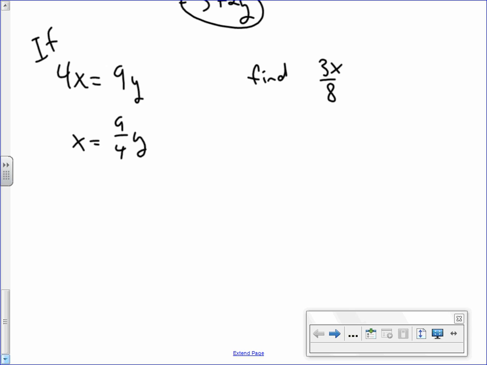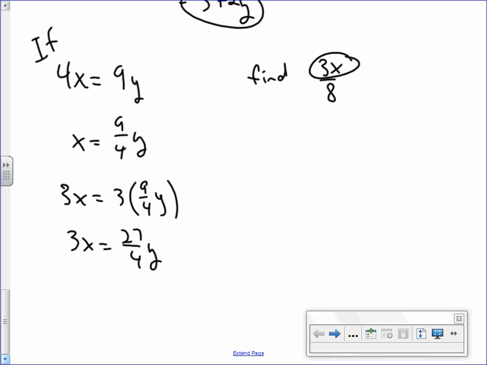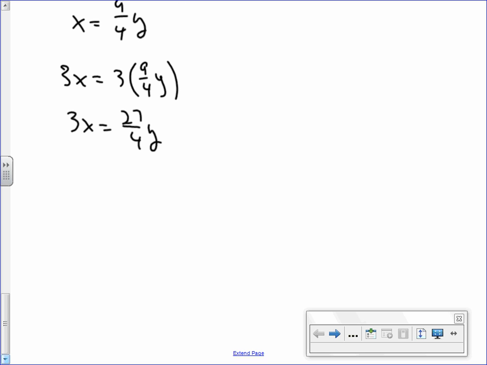So order of operations here says to do 3x, so I'm going to multiply both sides times 3. Thank goodness you get to use your calculator, so you don't panic. Okay, and now I need to change it to 3x divided by 8. So I'm going to divide both sides by 8, and again, thank goodness you get to use your calculator. 3x over 8 equals this thing on your calculator here. Make sure you're careful with it.